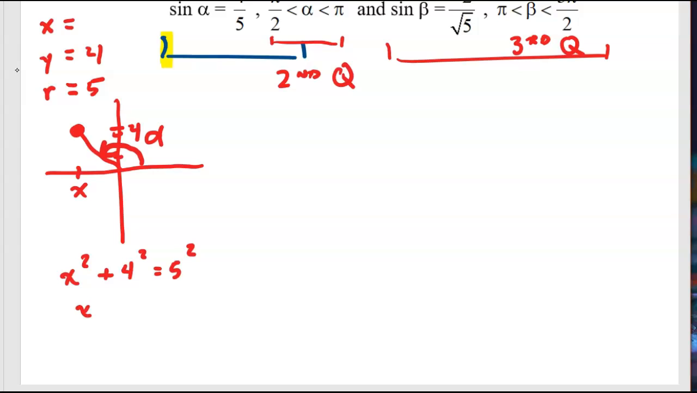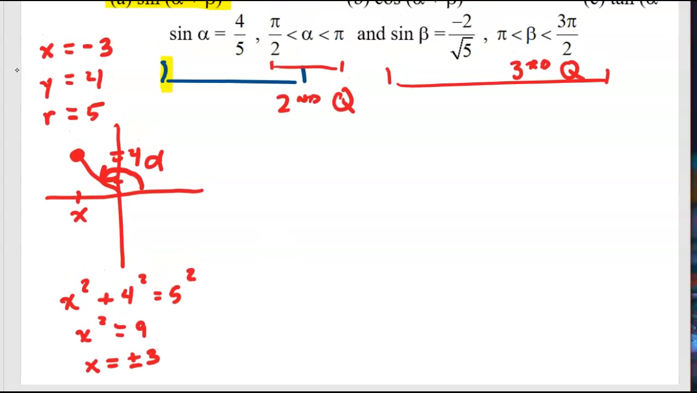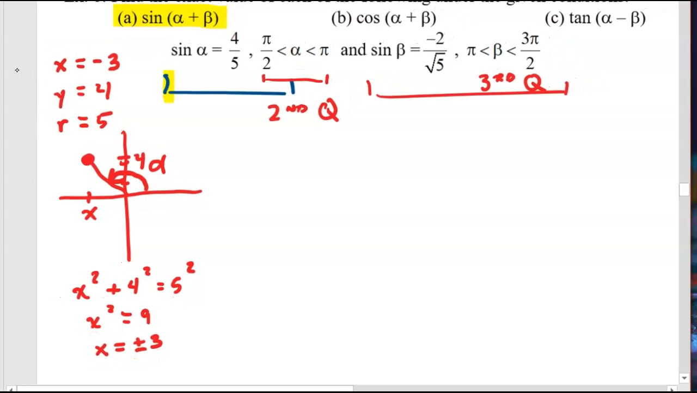So if you solve for x, 25 minus 16 is 9. X is either going to be positive or negative 3. Since we're in the second quadrant, x has to be negative 3. So that's going to come into play in just a minute. Okay? So that's alpha.